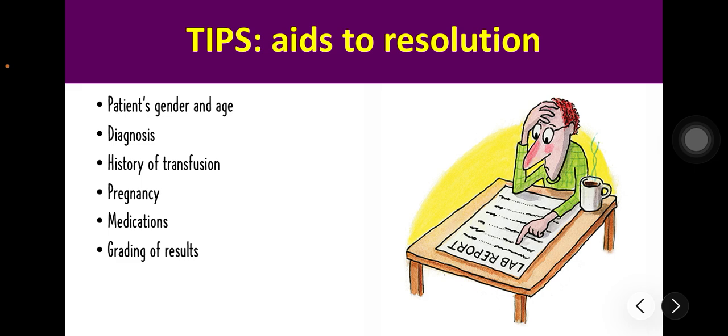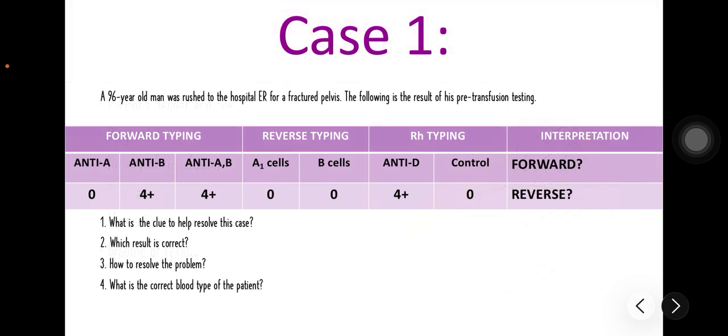For mixed field or the MF, this specific grading, small clumps against a smooth background, always indicates two different cell populations from a transfusion, a bone marrow transplant, or a specific rare subgroup like A3. Now I have here some cases for you to solve and analyze.